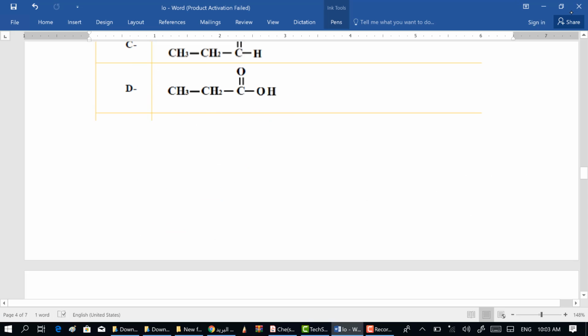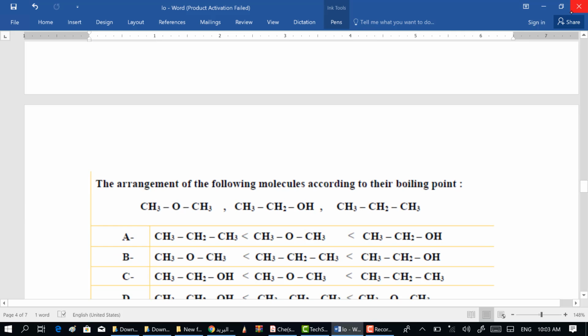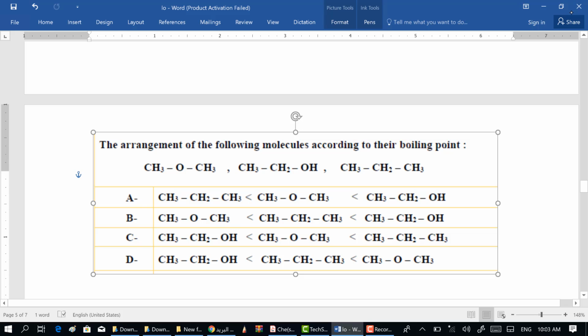As for the next question, arrange the following molecules according to their boiling point. The boiling point we find according to the functional group. The functional group that forms the hydrogen bond most strongly, and has the highest boiling point, is alcohol. So alcohol will be the highest one. Then ether. Then the normal alkane. So the choice will be A.